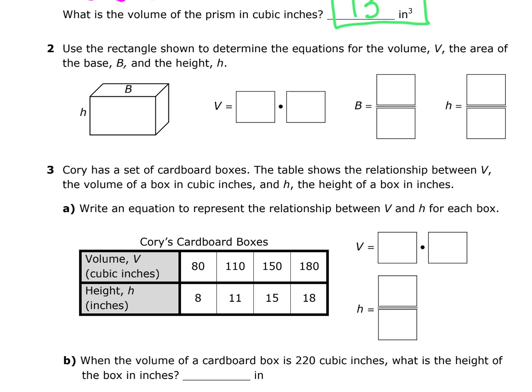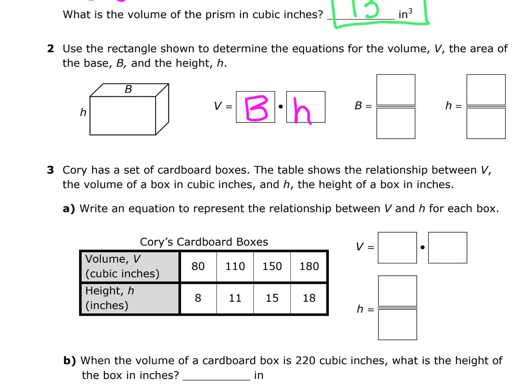Number 2, use the rectangle shown to determine the equations for the volume V, the area of the base, big B, and the height H. We call it big B because it's a capital B. All right, so we're looking for what the formula is. When you look on your star formula chart, it's going to say volume is equal to the base times the height.